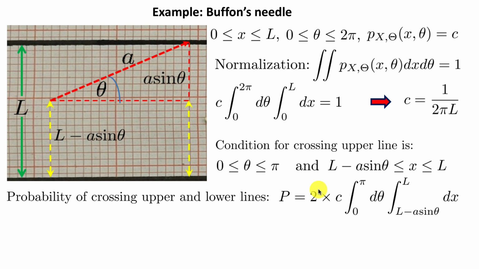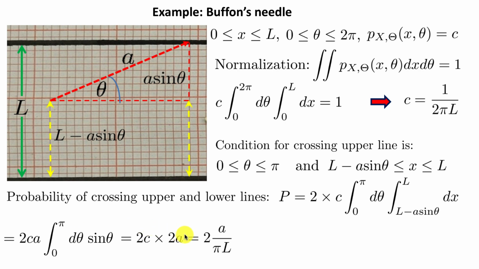So now we can trivially do the inner integral. That inner integral over here is just x between L and L minus a sine theta, which is a sine theta. So we get 2a sine theta, and now theta is integrated between 0 and pi. Again, I insist that this is pi and not 2 pi because we've already compensated with the 2 over here. Good. So now we get 2c into 2a because this integral of sine theta going from 0 to pi is just equal to 2, as you can trivially verify.